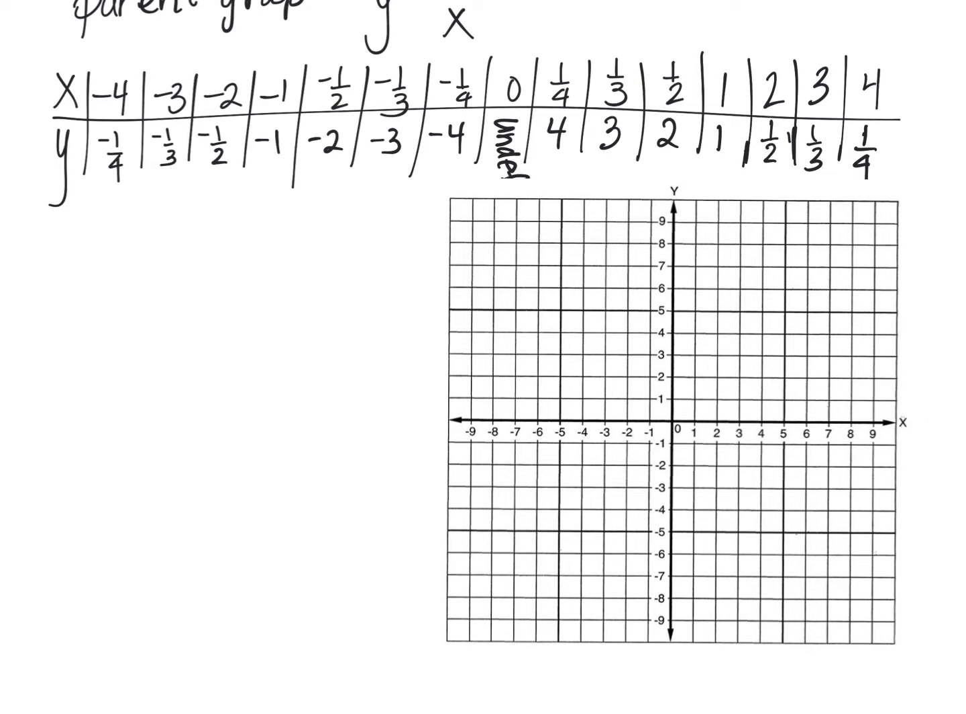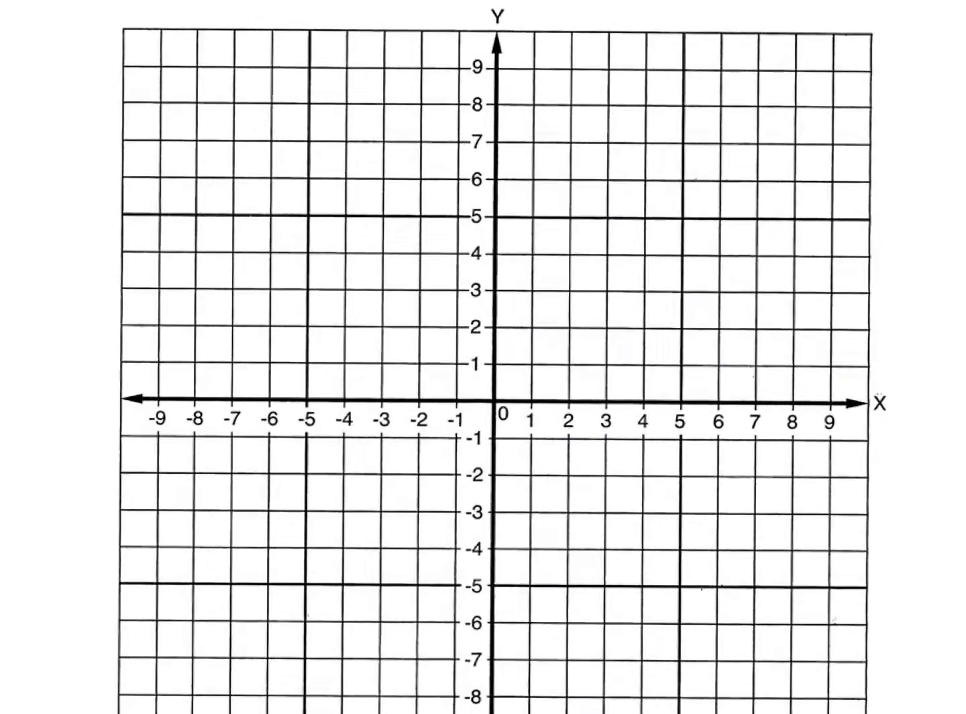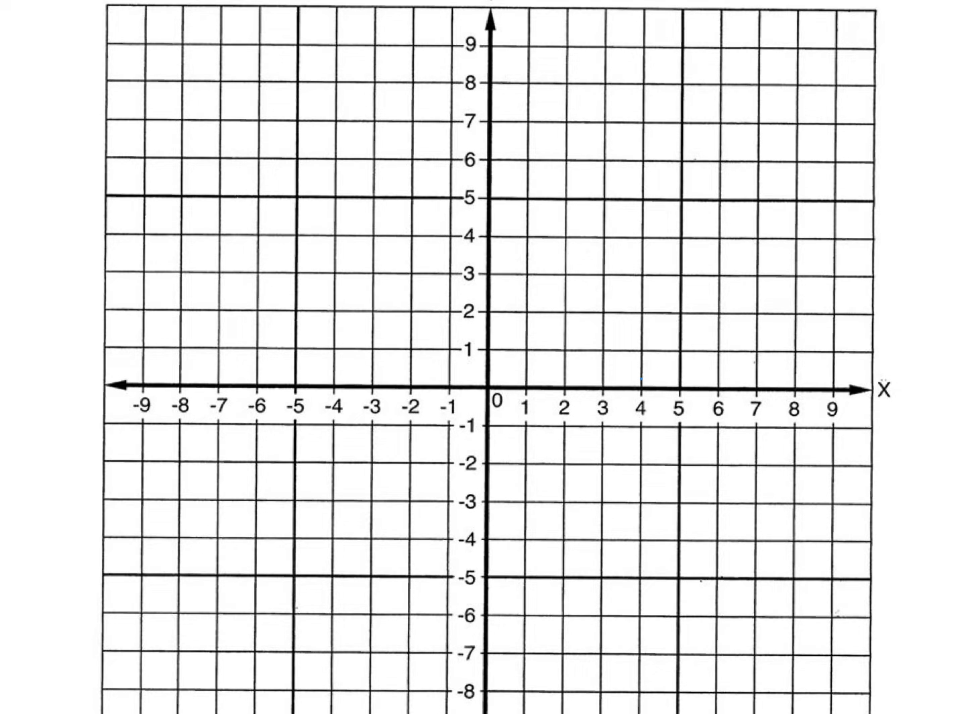So I'm going to start with the positives. 4, 1/4. I'm actually going to make this bigger so I can estimate better. And 3, 1/3. 2, 1/2. 1, 1. 1/2, 2. 1/3, 3. 1/4, 4.